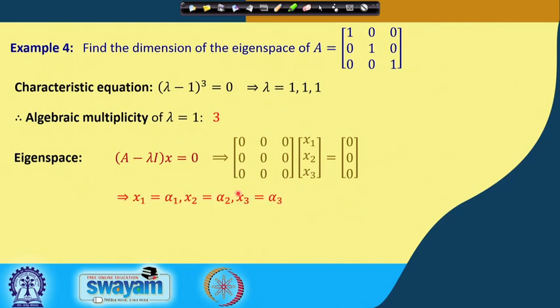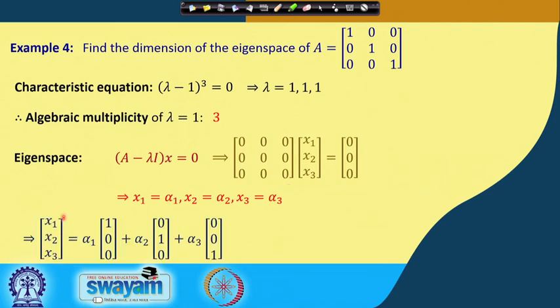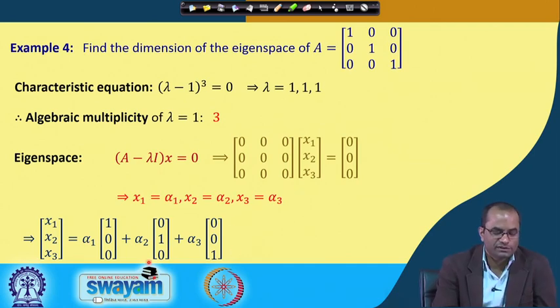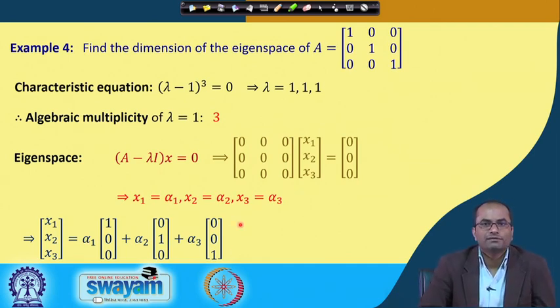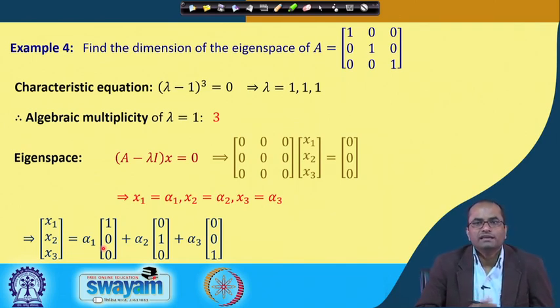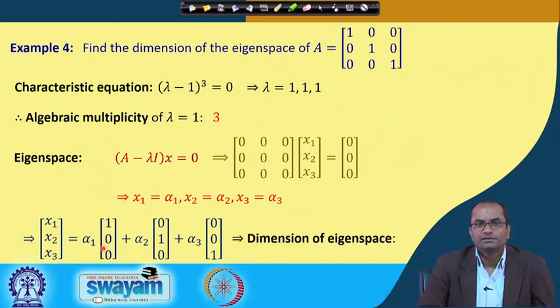Whatever we like, we have taken alpha 1 here, alpha 2 and alpha 3, because all three are free variables. Then x1, x2, x3 we can write in terms of alpha 1, alpha 2, alpha 3 as this combination: alpha 1 times (1, 0, 0), alpha 2 times (0, 1, 0), and alpha 3 times (0, 0, 1). So, we have 3 linearly independent eigenvectors in this case corresponding to lambda equal to 1. The algebraic multiplicity of lambda 1 was 3, and also the geometric multiplicity, which is the dimension of the eigenspace, is also 3 in this case.